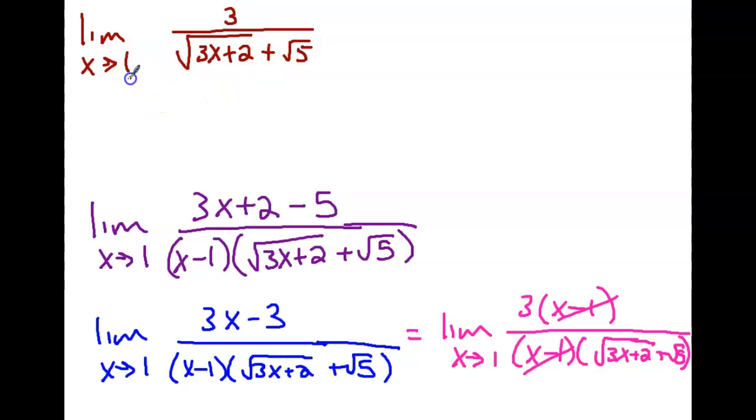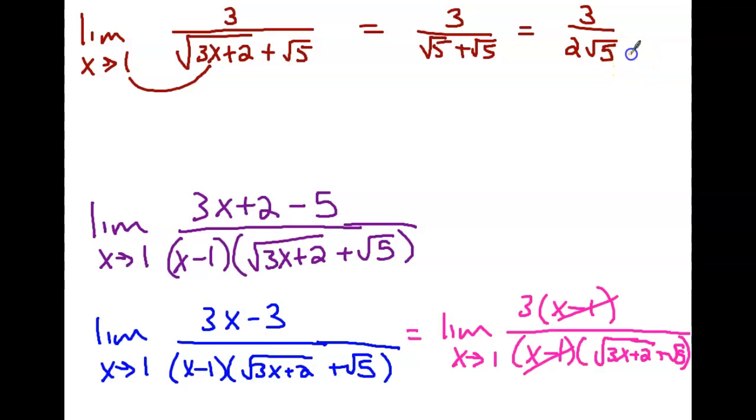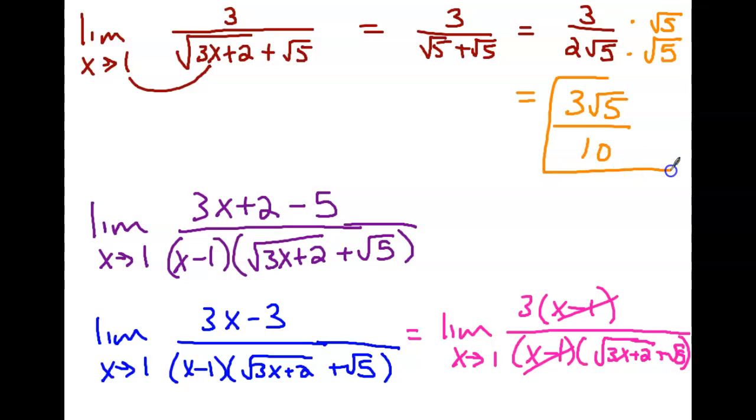And then we can go ahead and direct substitute the 1. So we get 3 over root 5 plus root 5. And that's equal to 3 over the square root of 5 plus the square root of 5, which is 2 root 5. And you're not allowed to leave radicals in the denominators, so you have to rationalize. Hopefully you remember that from pre-calc. So we just multiply top and bottom by root 5. So we get 3 root 5 over root 5 times root 5 is 5, times 2 is 10. So our final answer, completely rationalized, is 3 root 5 over 10.